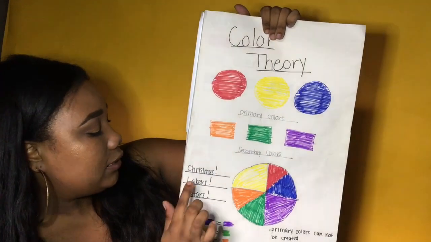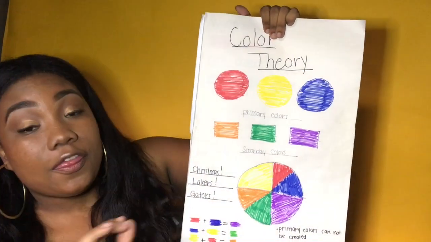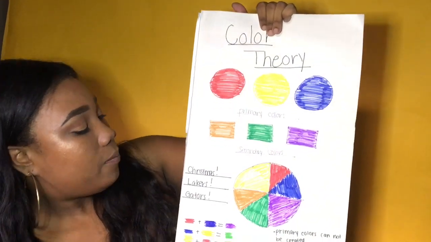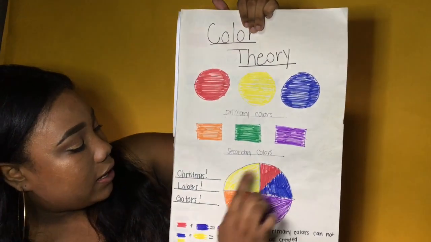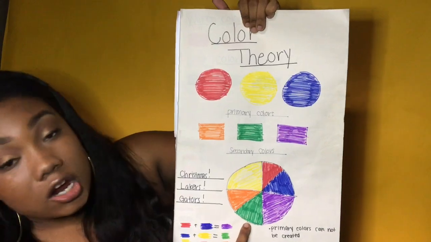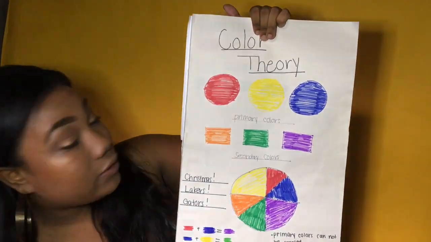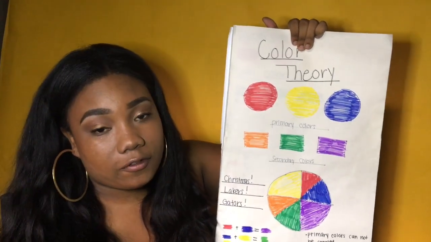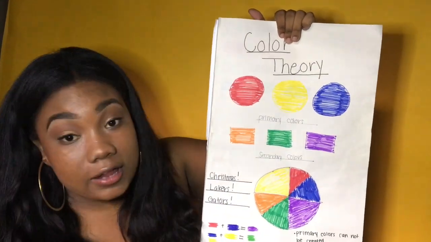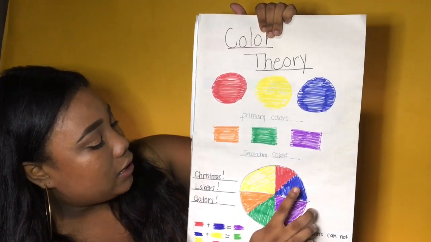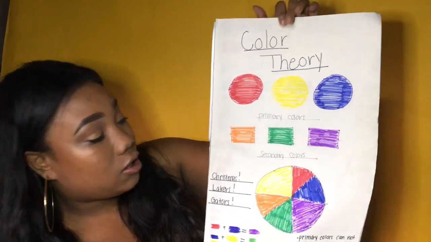And Christmas, Lakers, and Gators, that is how I remember the color wheel, okay? Because here, if you look, red and green are Christmas colors. Yellow and purple are Laker colors. And if you guys are from Florida, or if you're familiar with football, with college football at least, then you know that orange and blue are Gator colors.